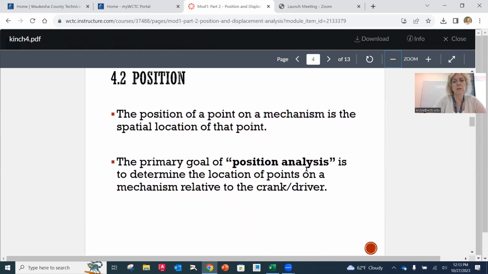So let's talk first about position. Position of a point on a mechanism is where it's located in space in relationship to everything else, okay? The primary goal of position analysis is really just to determine the location of all of those links relative to one another in a particular snapshot of time. So when we talk about position analysis, we're going to now have dimensions on our mechanisms. Okay.